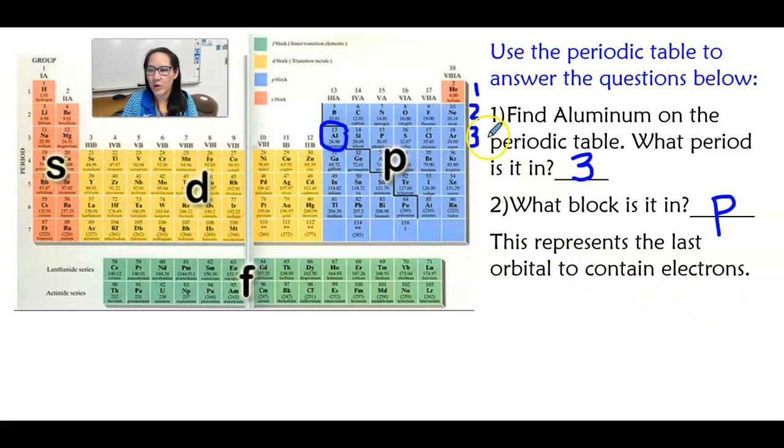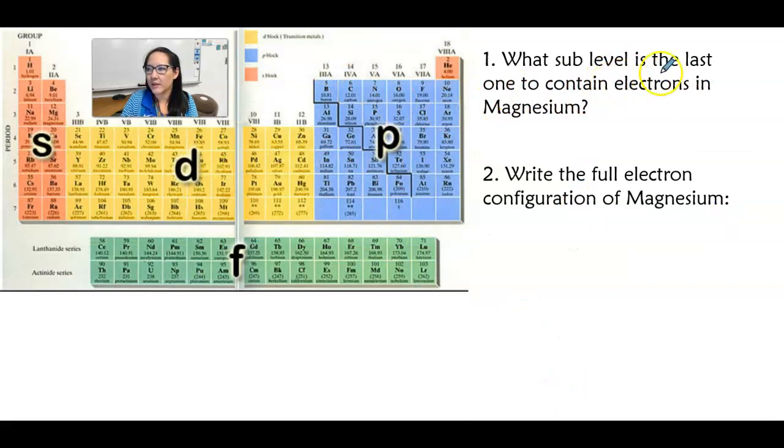So it's on row 3, it's in the P block, and then which P column is it in? 1, 2, 3, 4, 5, or 6. It's in the first column in the P block. So this is going to be 3p1, which would be the last orbital to contain electrons for aluminum.